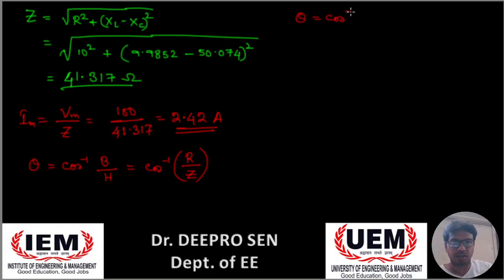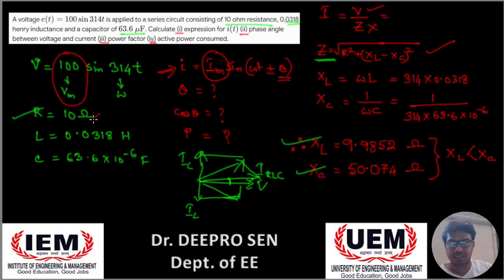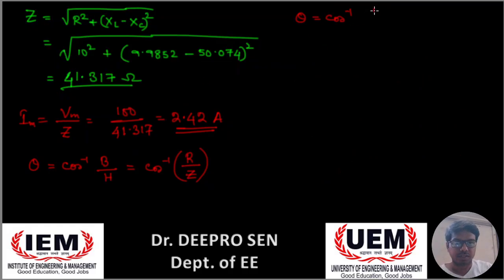Cos inverse of R, which is given as 10 ohms, and Z we have found to be 41.317. The cos inverse will come to approximately 76 degrees. It will come to around 76 degrees. I have already done it, so that's why I can say it directly.